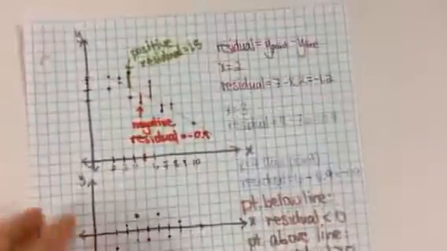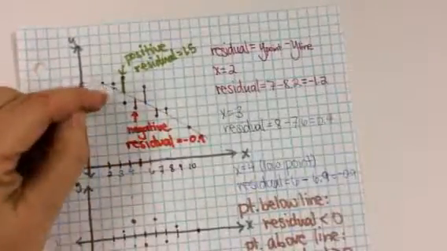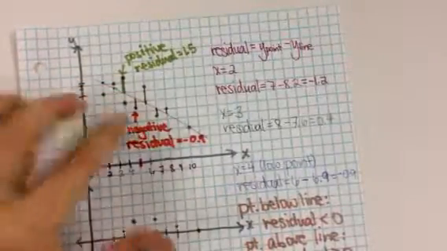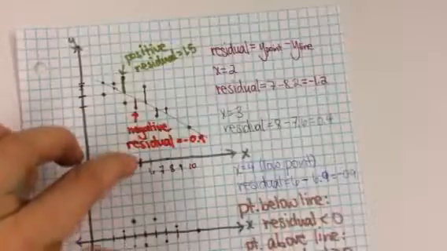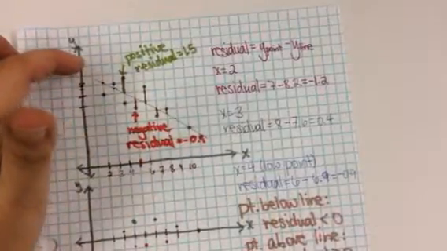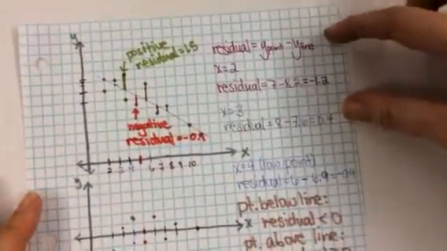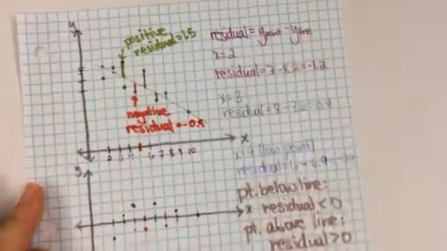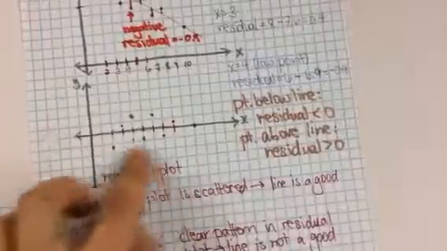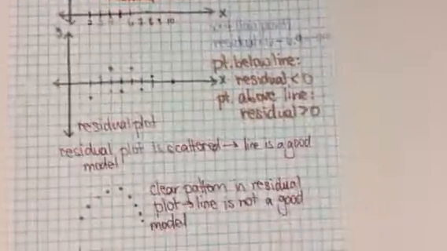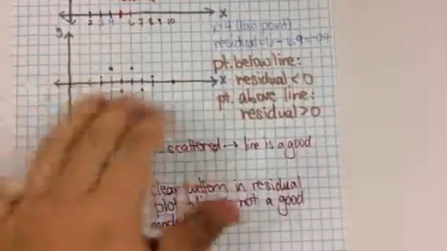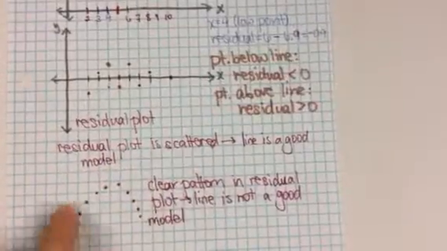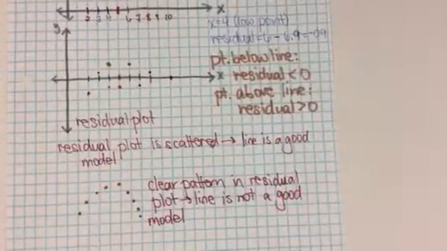notes. So scatter plot first, calculate the distance between. Below the line is a negative residual, above the line is a positive residual, or just use this equation and then you don't have to remember that, as long as you remember point minus line. And then create a scatter plot and discuss if a line is a good model or not. If it's fairly scattered, then a line is a good model. If there's a clear pattern, then a line is not a good model.